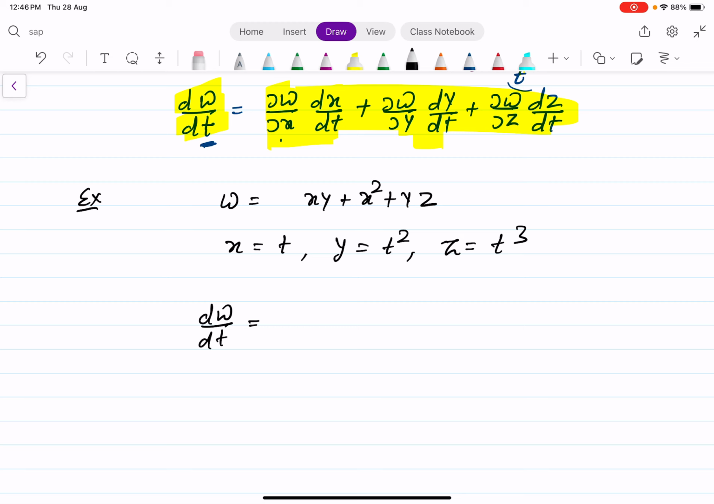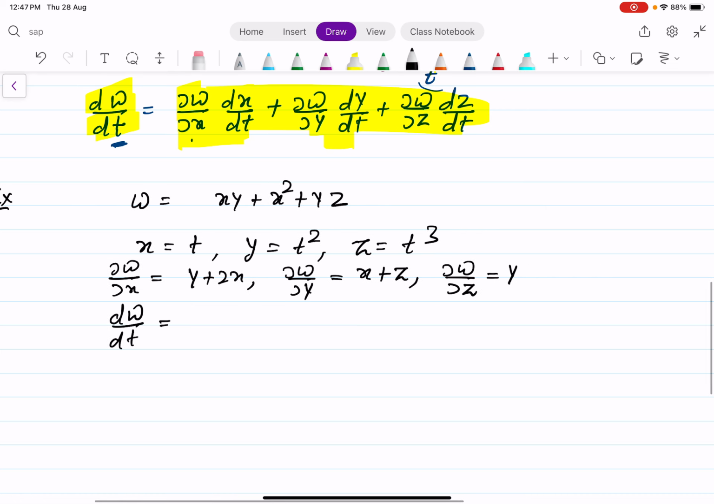So first we are required to compute del w over del x. So what is del w over del x? That is y plus 2x. Del w over del y, that is x plus z. Del w over del z, that is y. If it is not clear, let me explain it again.